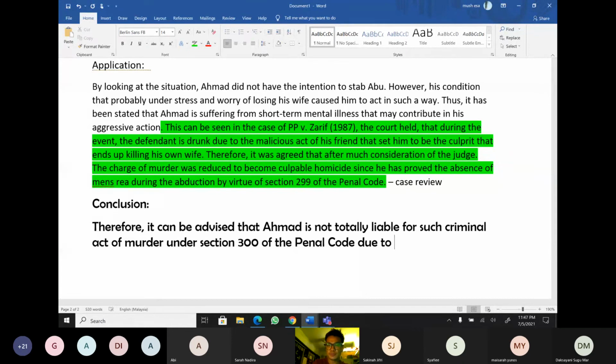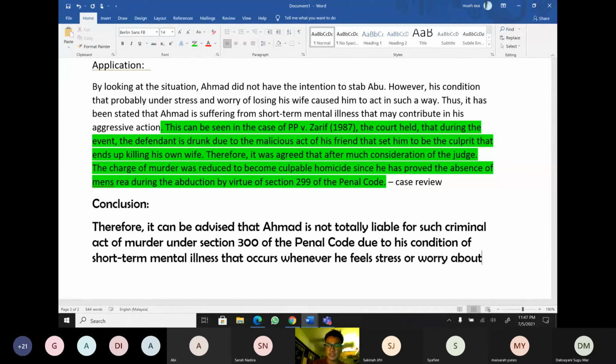Due to his condition of mental illness that occurs whenever he feels stress or worry about something. Thus, might be, ataupun shall be, under section 299 of the penal code.